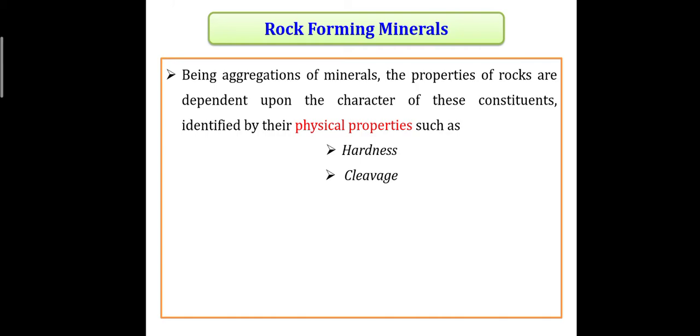So the cleavage is the plane of weaknesses. The planes of weaknesses through which a stone breaks are called cleavages. The third one is the streak, and the fourth one is the color. Color and streak are very similar but different things.